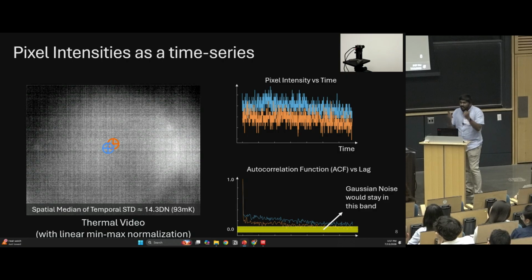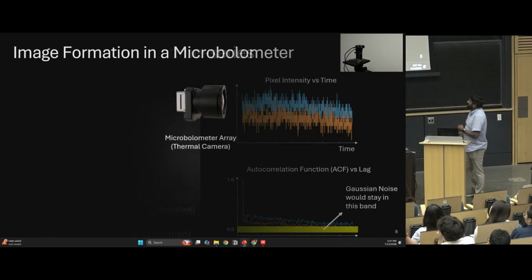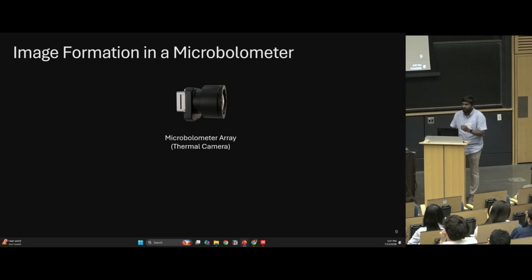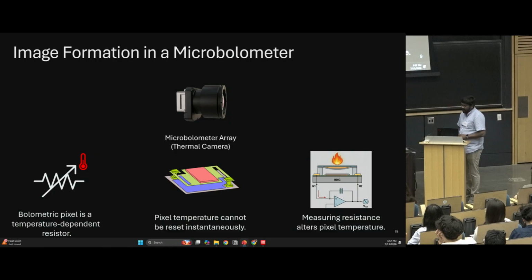So what is this sensor? What is happening? It's not a CMOS sensor. We're talking about image formation in microbolometers, and not the $100,000 cooled thermal cameras. We're talking about cheap microbolometers that you can get for a few $100s. They are fundamentally different from CMOS sensors. Each pixel is a temperature-dependent resistor whose temperature cannot be reset instantaneously, unlike CMOS, where you can just reset the charge. And the mere act of measuring the pixel resistance alters its temperature.